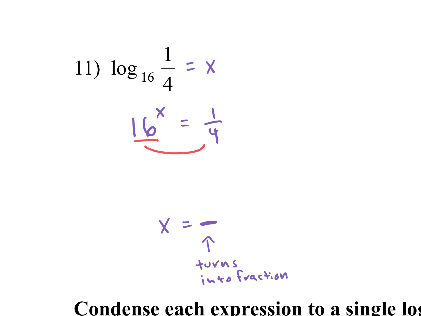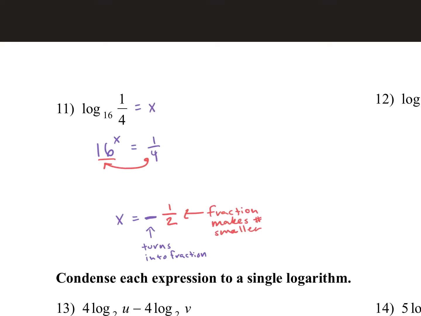Now I'm going from 16 to 4. So what type of number makes this smaller? A fraction. So a fraction is going to make this smaller. So I know it's going to be a fraction, so I'm going to put a little fraction there. But I need to figure out what number goes in the denominator of my fraction. So what exponent would I need to put on 4 to make it 16? 2, because 4 squared is 16. So 2 would go in the denominator. So you have to remember, a negative turns it into a fraction, and a fraction makes the number smaller.